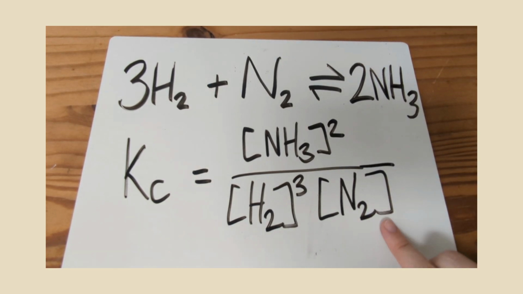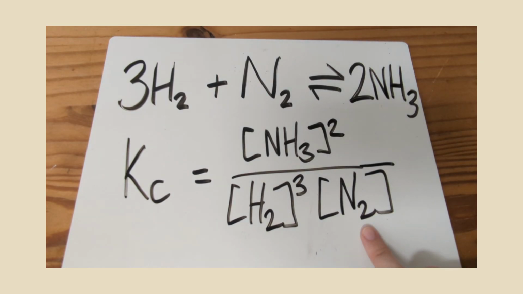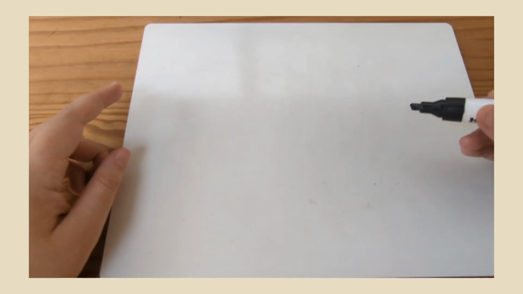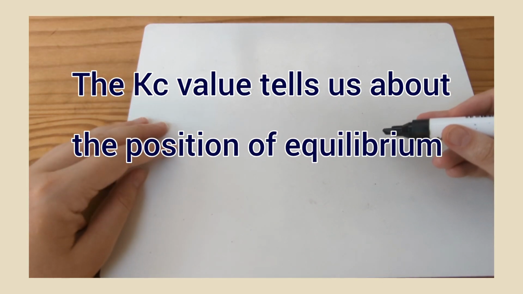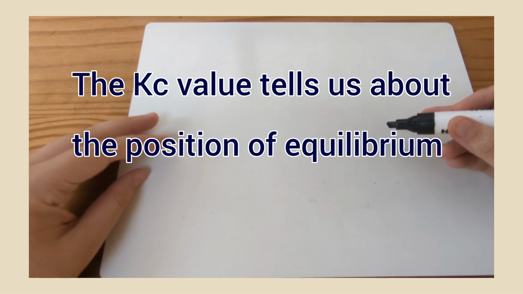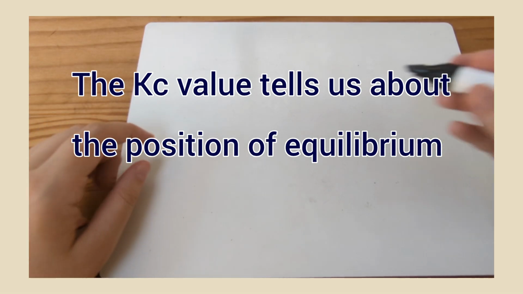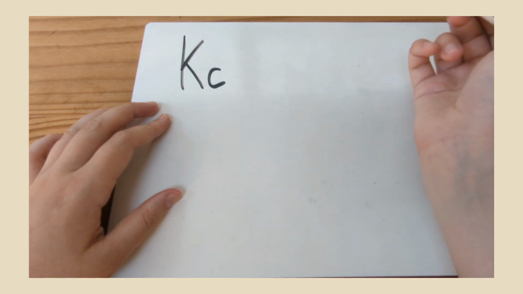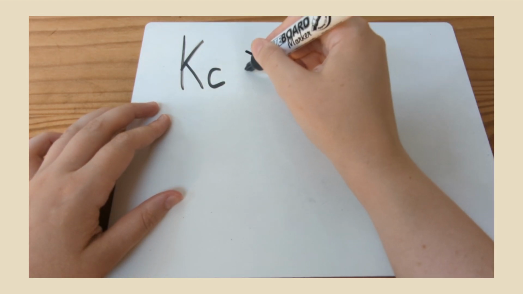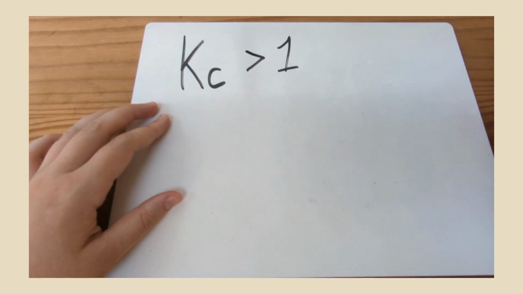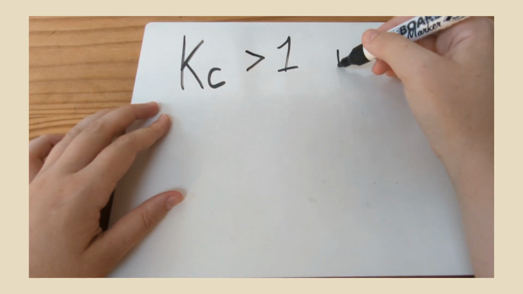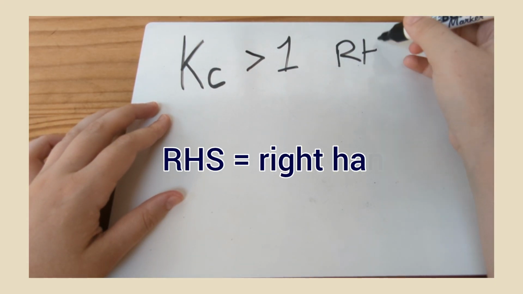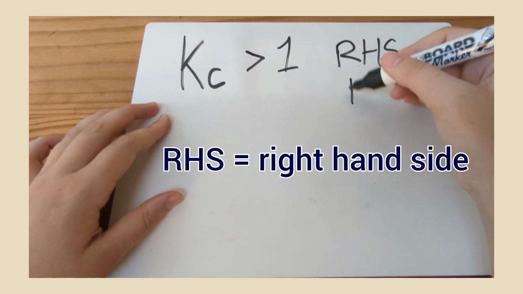And remember, square brackets mean concentration of the thing that's inside the bracket. The Kc value tells us where the position of equilibrium lies. In other words, it tells us about the extent of the reaction. If we calculate Kc, and we'll see how to do that soon, and our value is greater than 1, that means that the equilibrium is towards the right-hand side, towards the products.